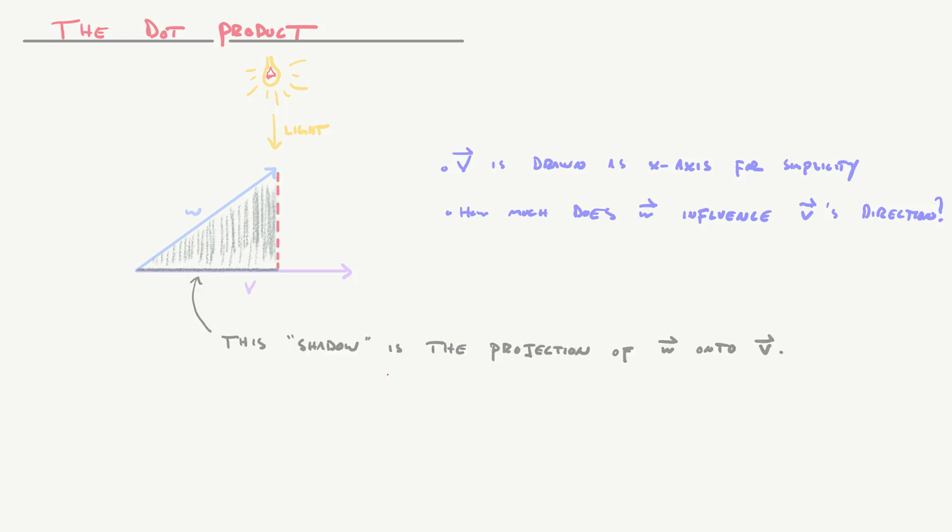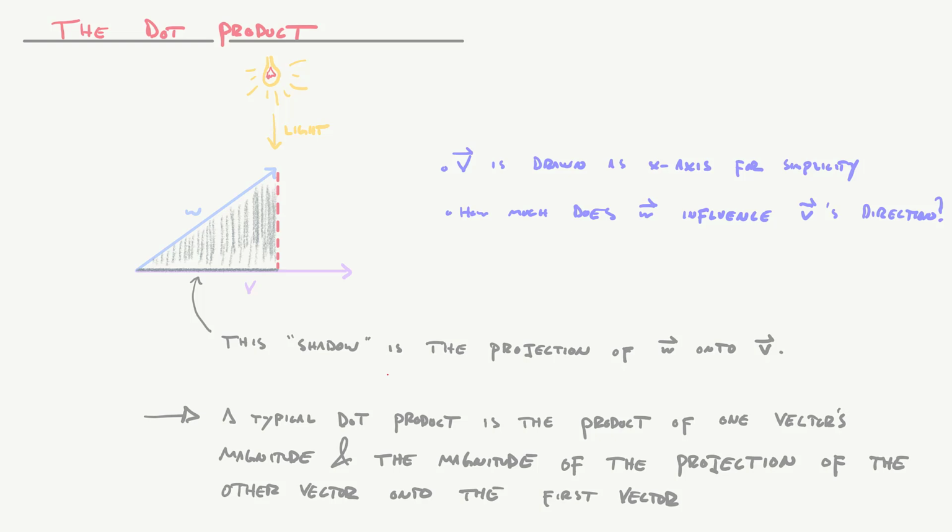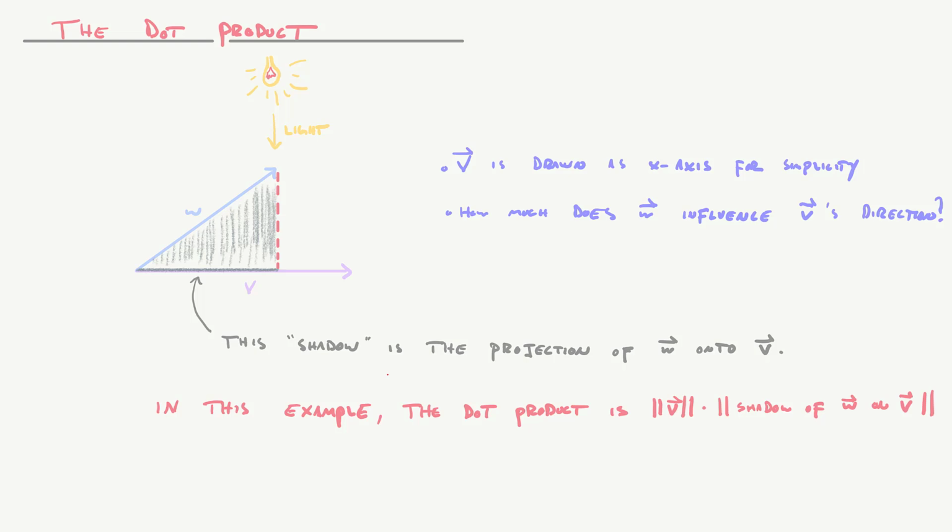This shadow is the projection of vector w onto vector v, and a typical dot product is the product of the vector's magnitude and the magnitude of this projection of vector w onto vector v. So in this example, the dot product is the magnitude of vector v times the magnitude of this shadow, which is the projection of vector w onto vector v. So instead of just saying, oh, it's the magnitude of vector v times the magnitude of vector w, which again is only true if your direction angles are the same, so if the vectors are going in the same direction, you simply multiply their magnitudes. That is very, very rarely the case.